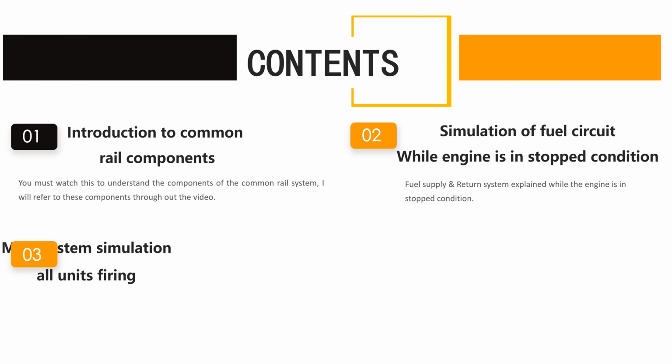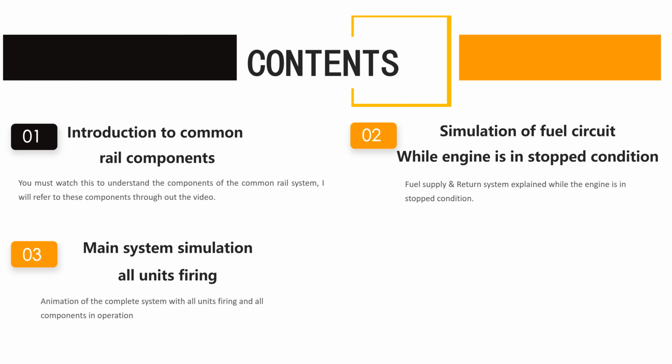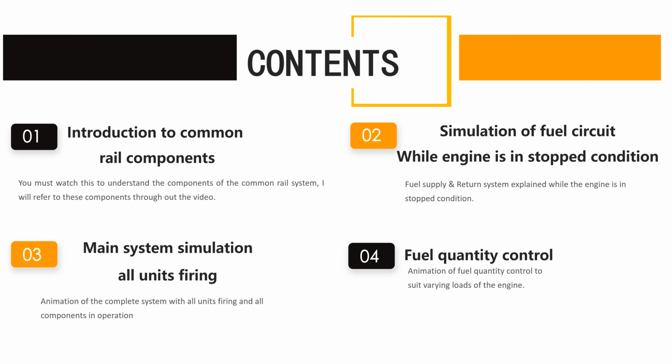And the third chapter is the main simulation of all units firing. Here I will be showing you how the fuel enters the engine and how it is pumped through the lobe pumps, and then the common rail function from there, the valve groups and to the injector. As chapter three covers the fuel timing, chapter 4 will cover the fuel quantity control, right? Timing and precise metering and control is the main function of a fuel injection system, as you know. So this video is split into four main chapters.